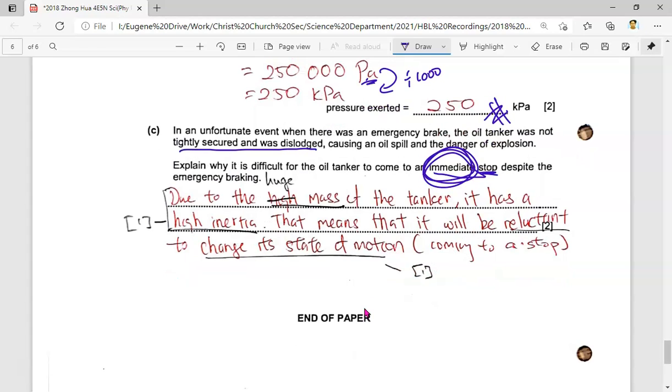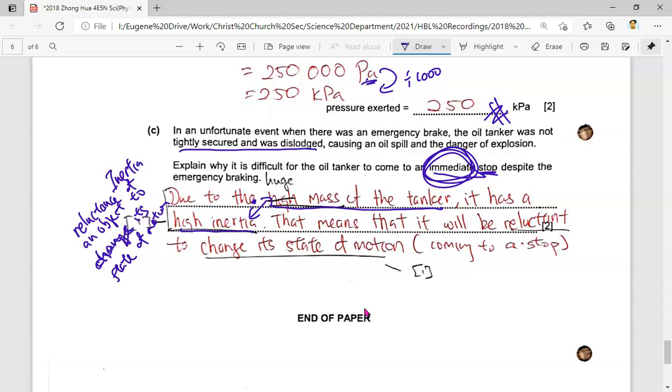So this is trying to bring in the concept of inertia, which is the reluctance of an object to change its state of motion. So due to the huge mass of the tanker, it has high inertia. Now, some of you use the term heavy. Do take note, we are looking out for the key term here. It is actually mass. So high mass equals high inertia. This is the first point we are looking at.